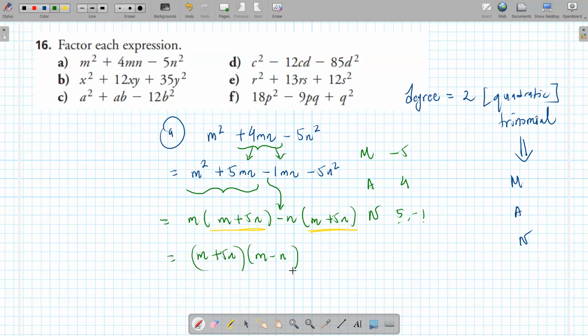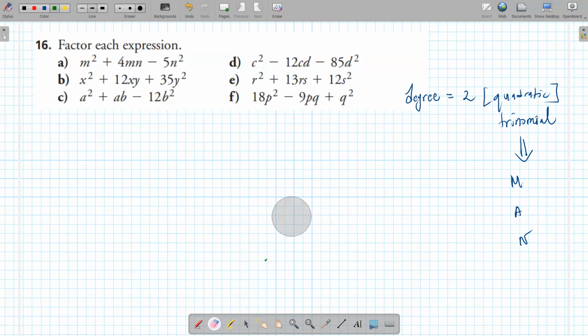All right, let's do one more of these guys. Let's do F. What does it add up to? What does it multiply to? For F, it adds up to 9, multiplies to 18. Adds up to +9 or -9? -9. It multiplies to positive 18. What are the numbers?